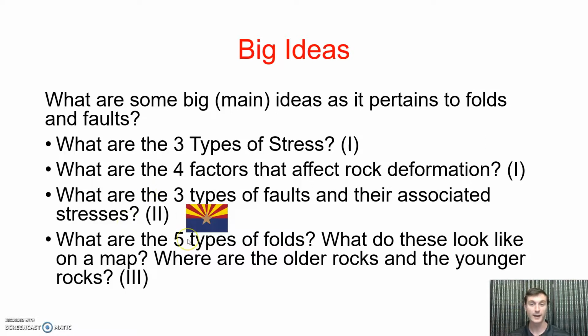And finally, what are those five types of folds? We have an anticline, syncline, monocline, dome, and basin. What do these look like on a map? Where are the older rocks and where are the younger rocks?